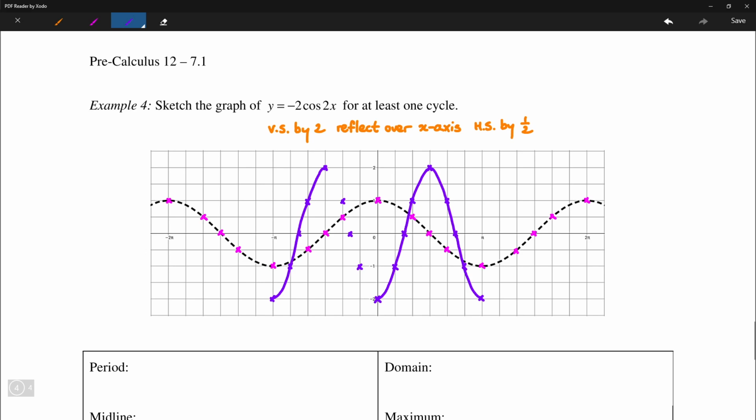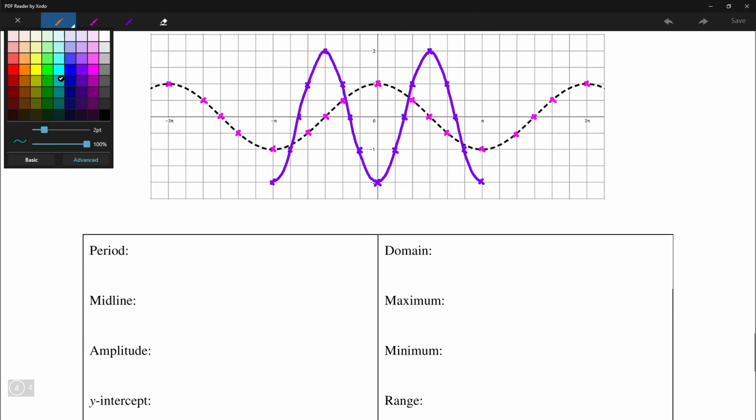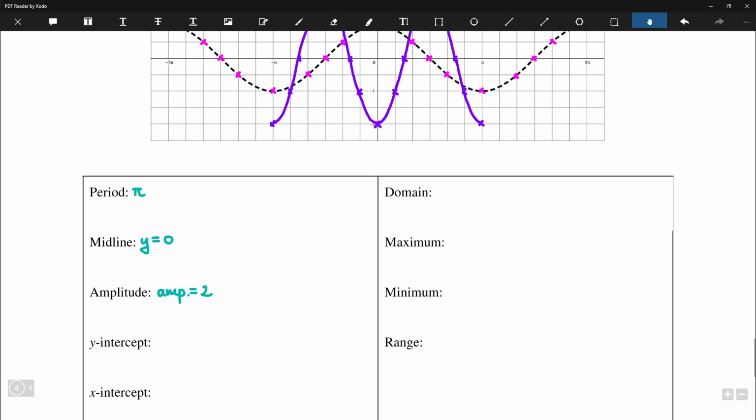Okay, next we're going to look at some properties of this graph. And that will conclude section 7.1. All right. So first up is the period. The period was horizontally stretched by 1/2, so the period will just be pi instead of 2 pi. The midline, the graph did not move up or down, so the midline is still y equals 0. The amplitude is going to be 2, since there was a vertical stretch by a factor of 2. There's a single y-intercept, y equals -2.